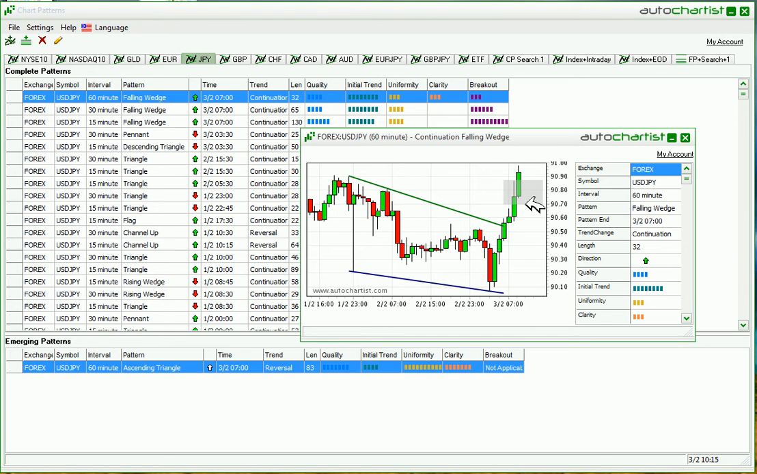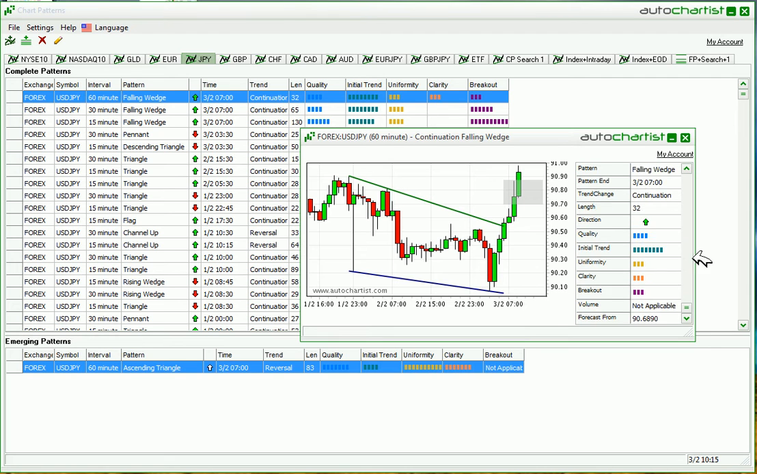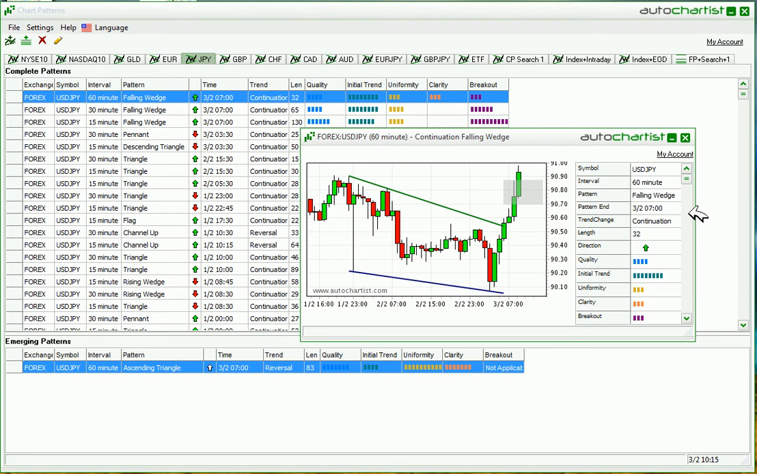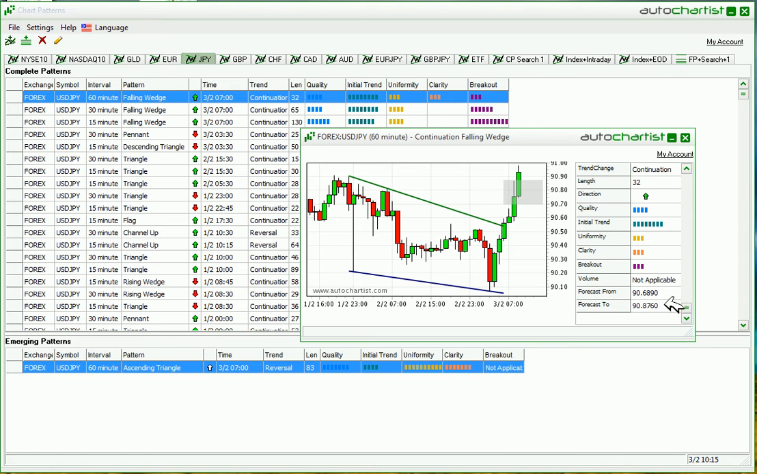Now, this is something unique only to complete patterns. Once a pattern is broken, this forecast area is plotted, and you'll be able to find the pricing of that area on the right-hand side of the window alert. If you scroll down to the bottom, you can see here this forecast area begins at 90.68 and extends up to 90.87.